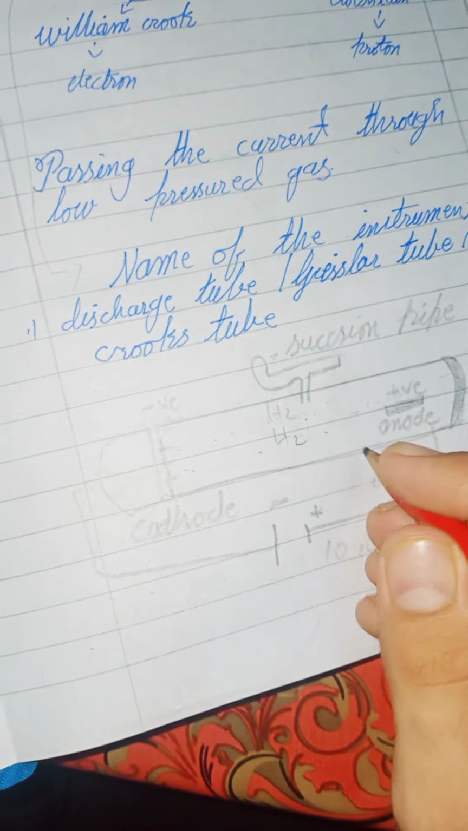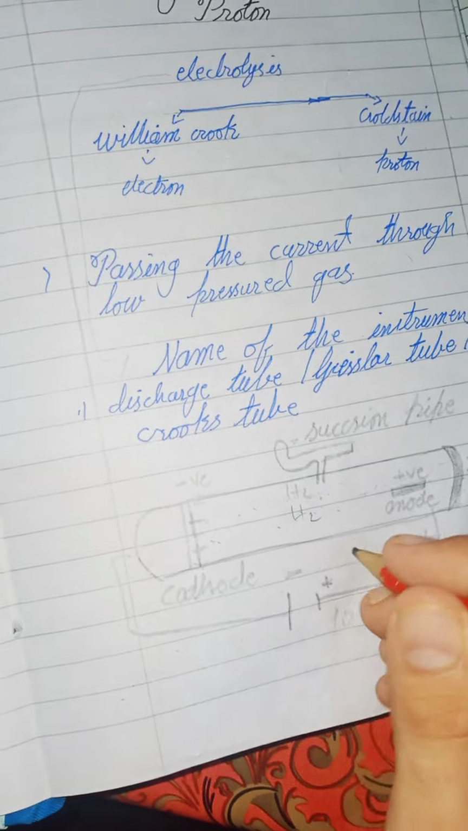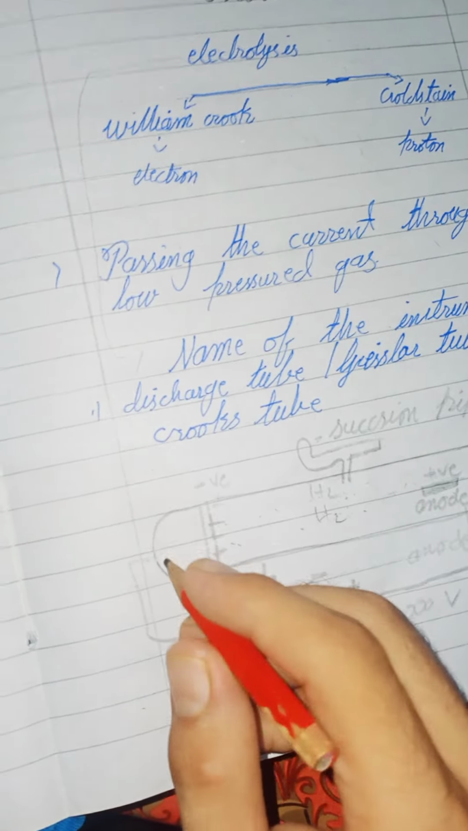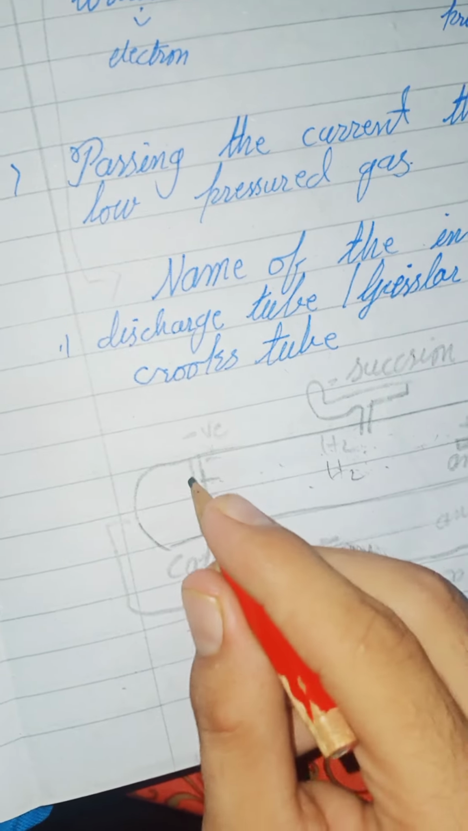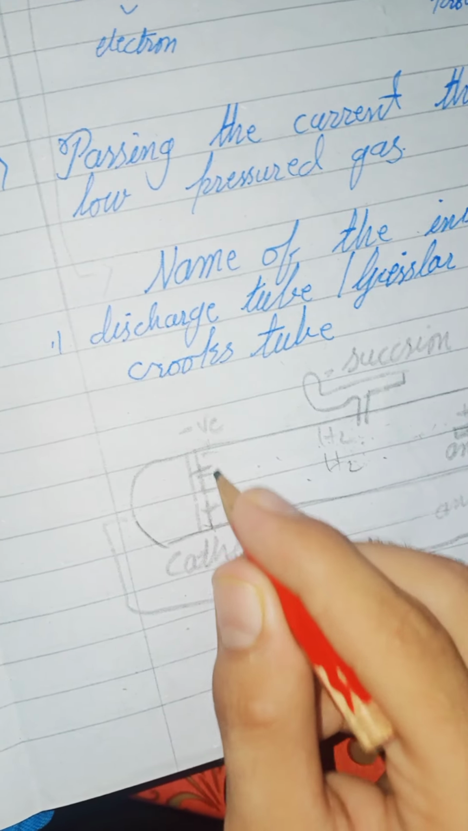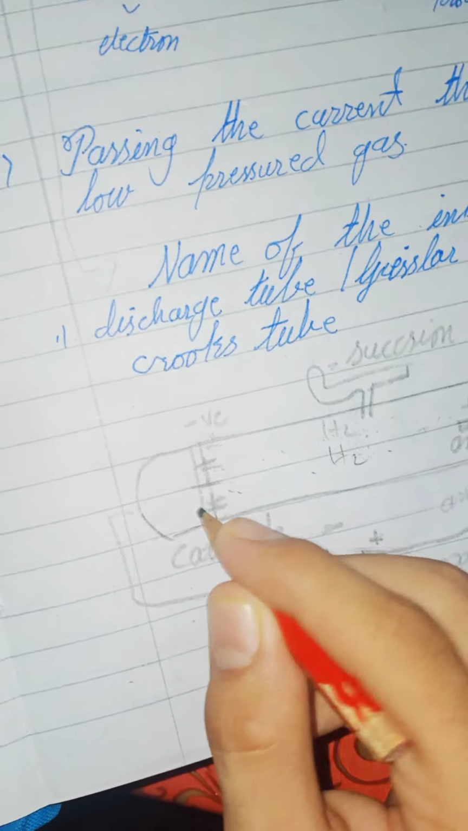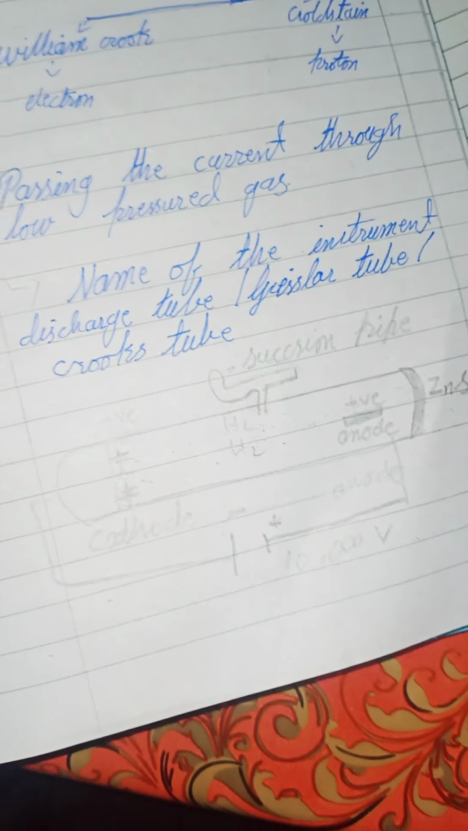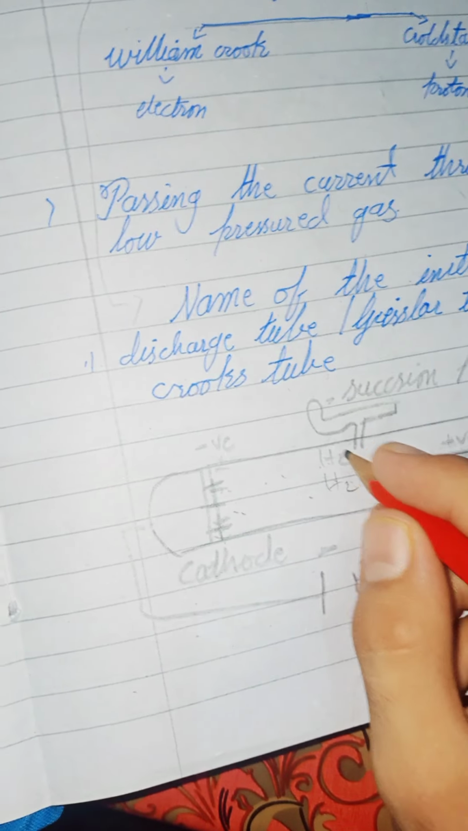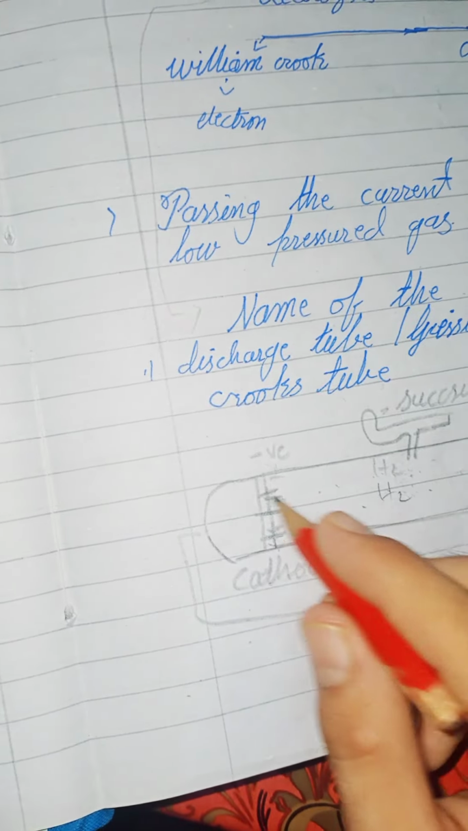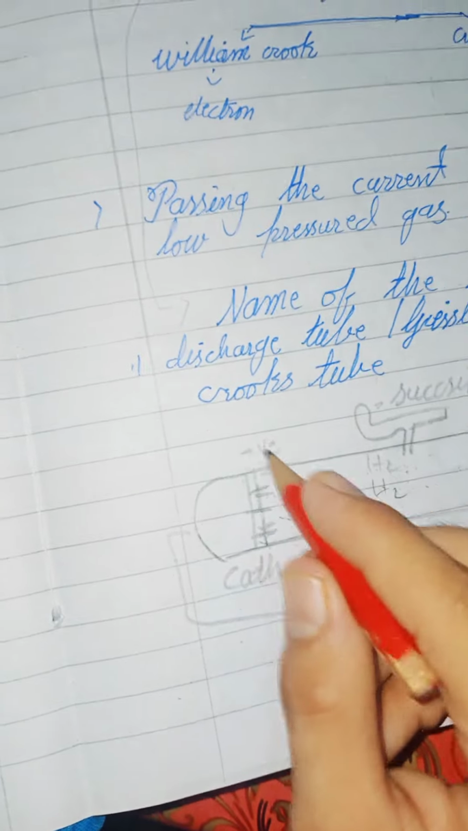So Goldstein first watched what was going on in this tube. After that, he made holes on the cathode side, small dots. He was checking whether there are hydrogen particles when the cathode, the negative, is there. Let's take an example.